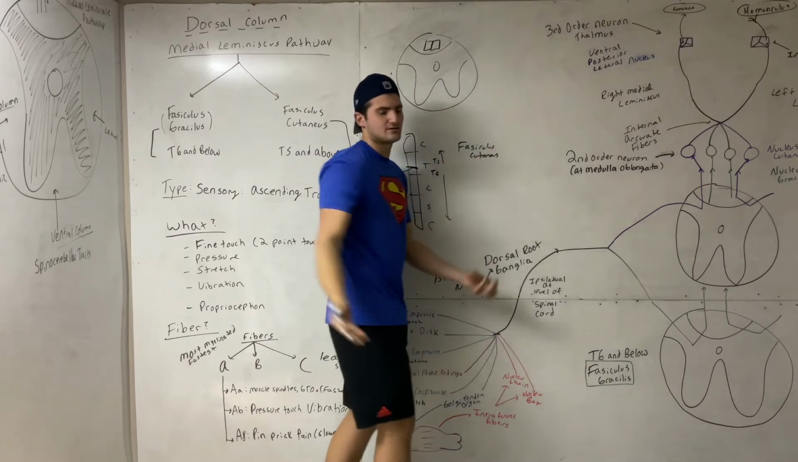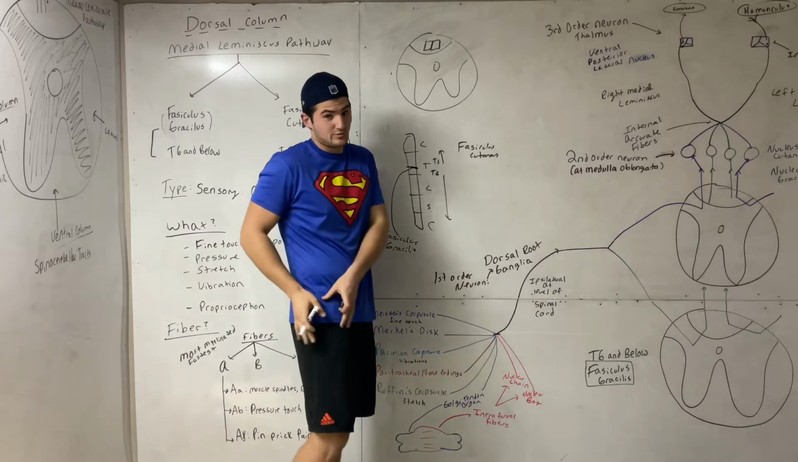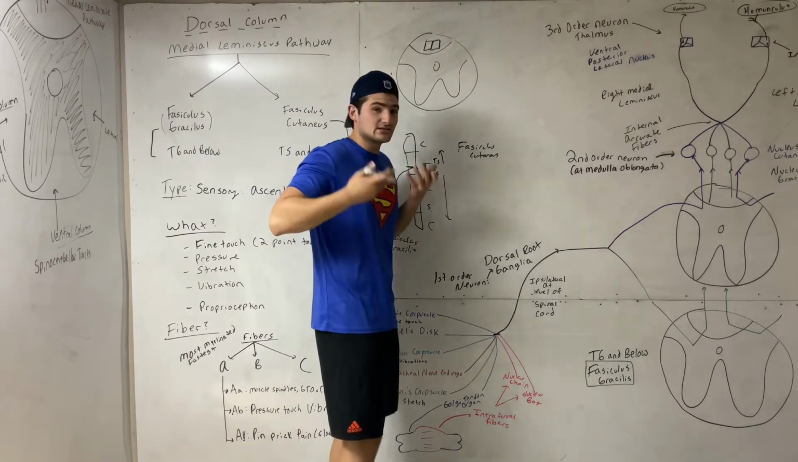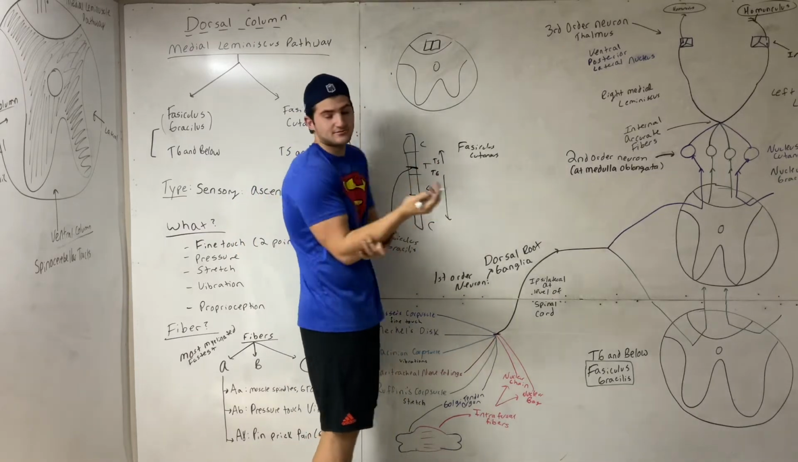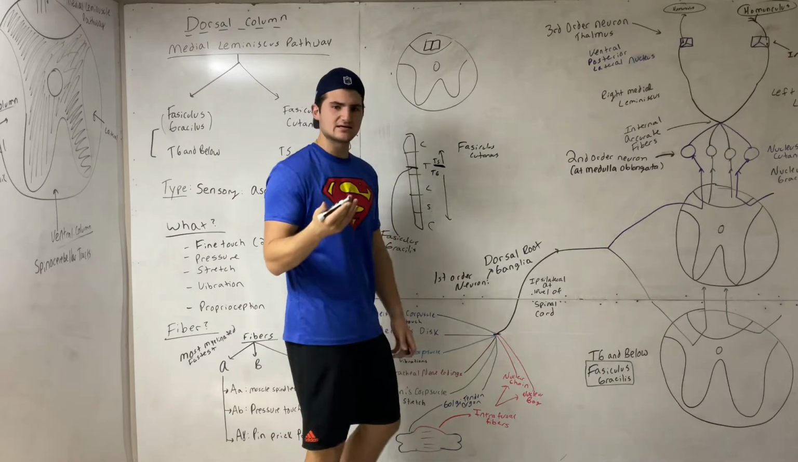Okay, well, all you have to remember is the other side. Gracilis is below, you know, the leg, and then cuneatus is going to be above. I don't know how you want to remember it, whatever you want to do, but just know it's T5 and above, and it makes sense because what?